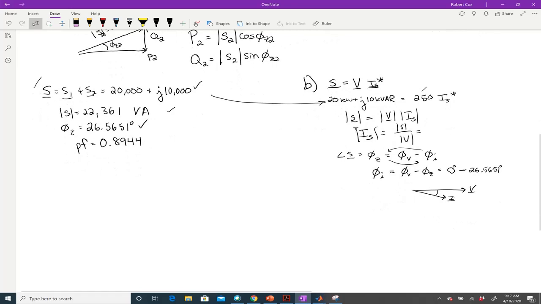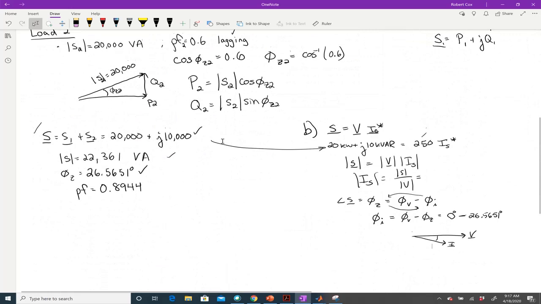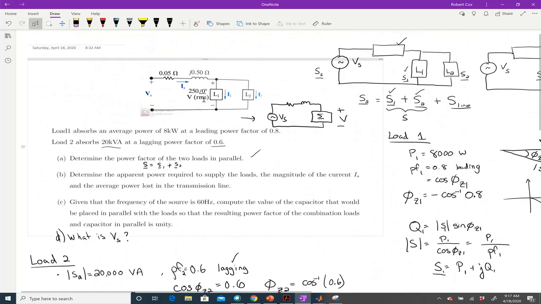Now, once I know I sub s, the other thing I was asked to figure out is the apparent power required from the supply to the loads, and the magnitude of the current. So we've got that, and then the average power lost in the transmission line. Let's say I want to figure out the power in this line right here. I'm going to write it right here: the complex power in that line is simply the power in this element plus the reactive power in this element. I'm going to call that P line plus jQ line.